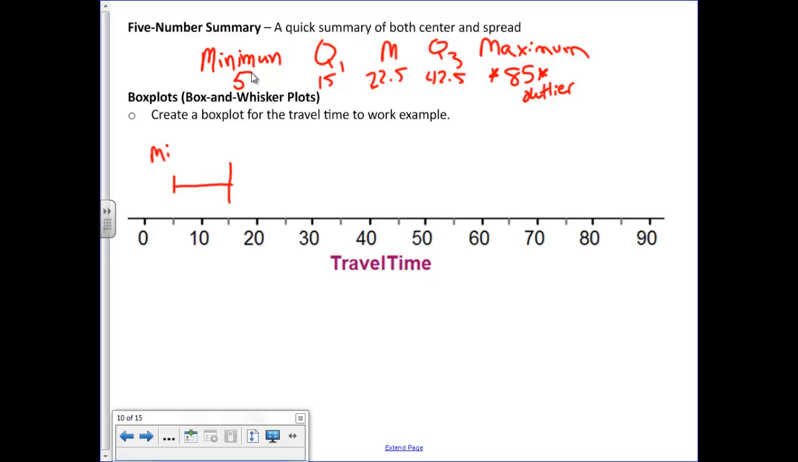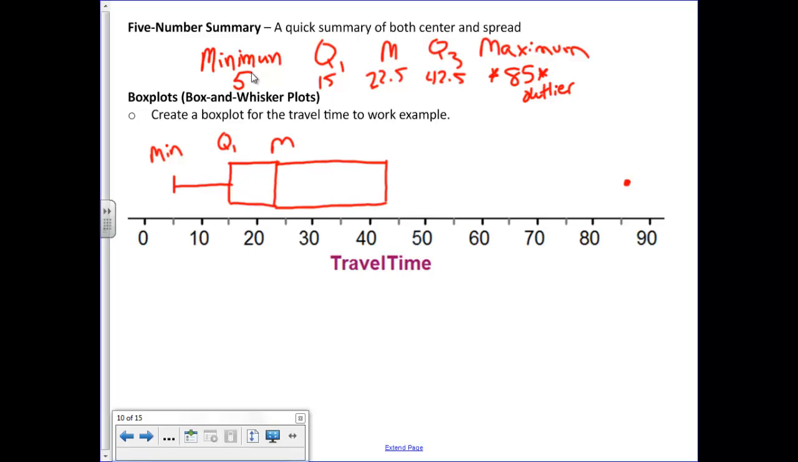So this was my min. This is my Q1. My median at 22.5 is a continuation of the box. So that was my median. Q3 is at 42.5. So I complete the box down here. And then I've got my whisker on the other end. Except 85 is an outlier, and because 85 is an outlier at 85, I just put a dot out here because that represents my outlier.